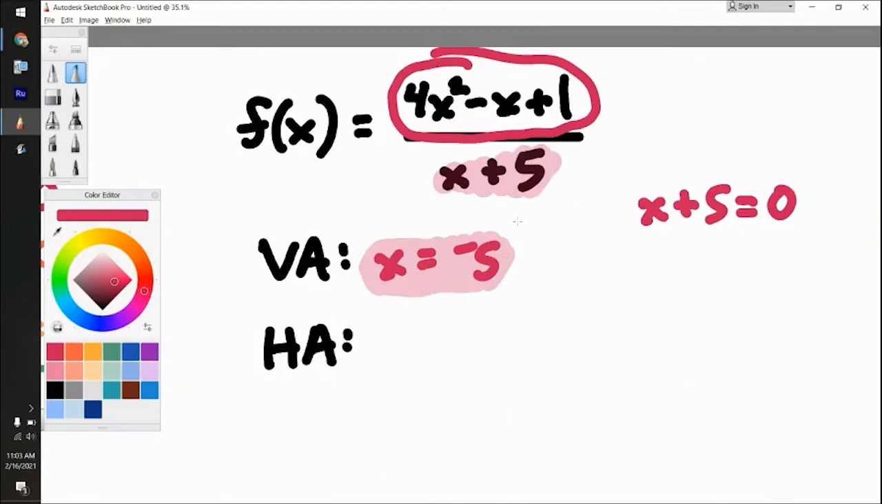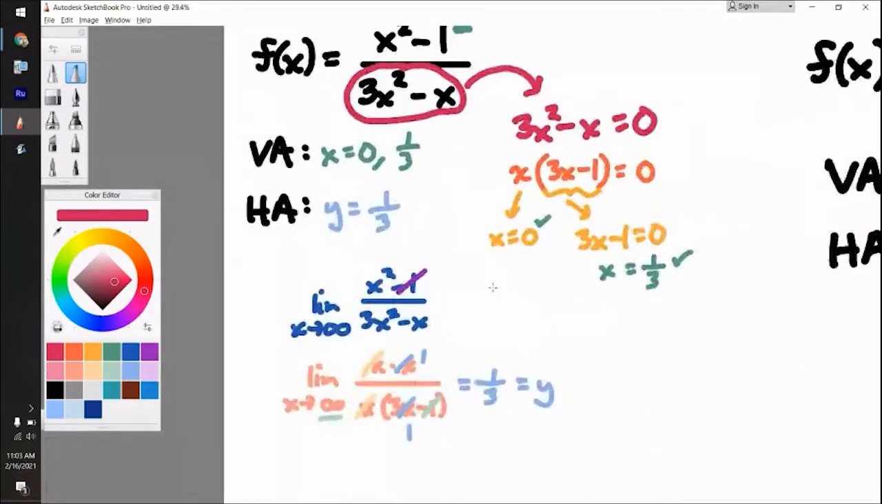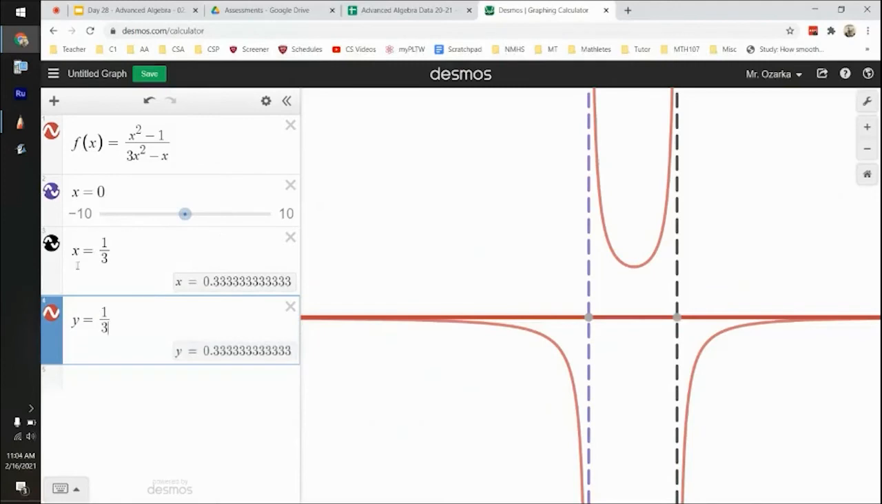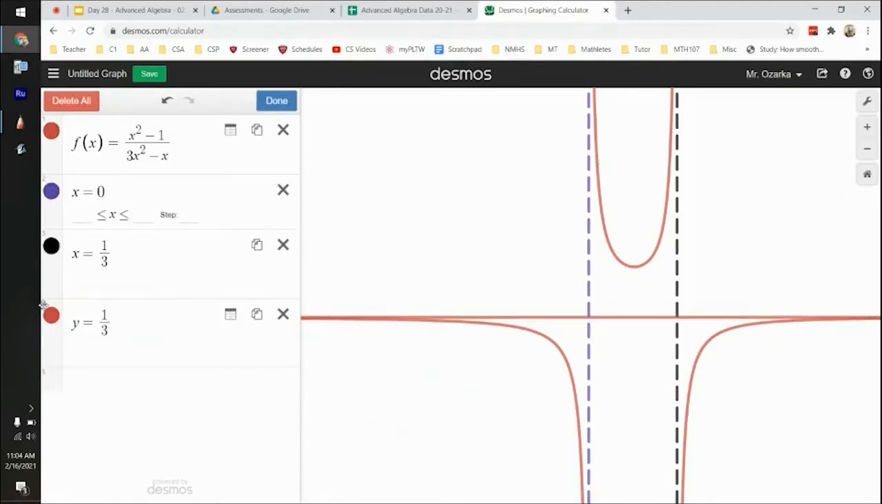Oh shoot, I forgot to show you something about this last problem. It was actually 1/3 for the y. So check this out. I'm going to graph y equals 1/3. And if you notice, here, let me dash that. Let's do orange and dashed.